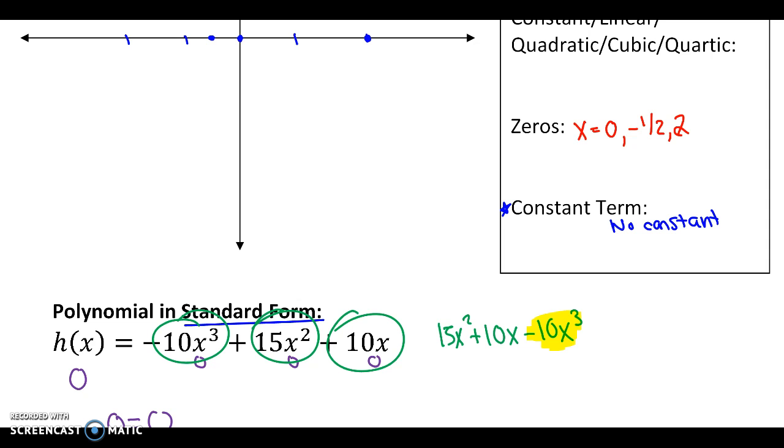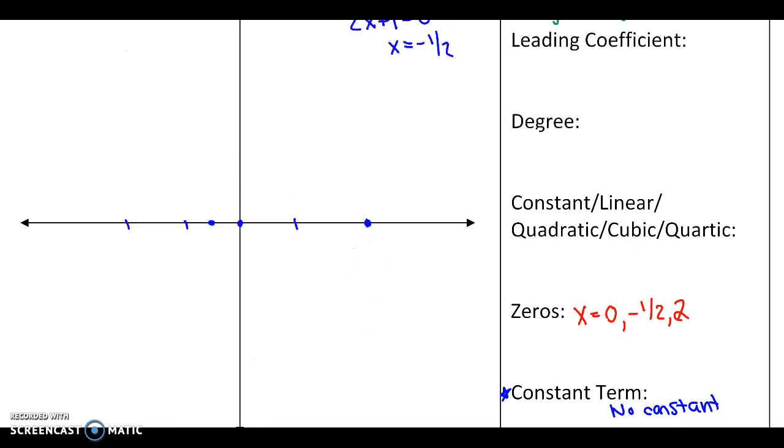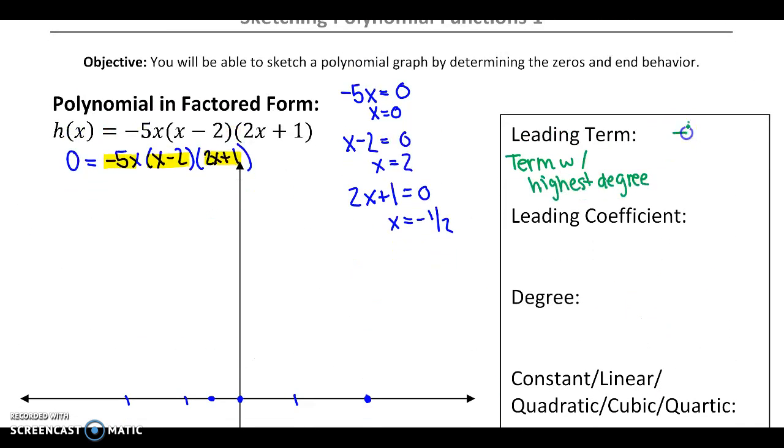So don't always look for the one that comes first. Look for the one that has the highest exponent. So in this case, our leading term is negative 10x to the third. Then our leading coefficient is the coefficient on the leading term, which would be negative 10.